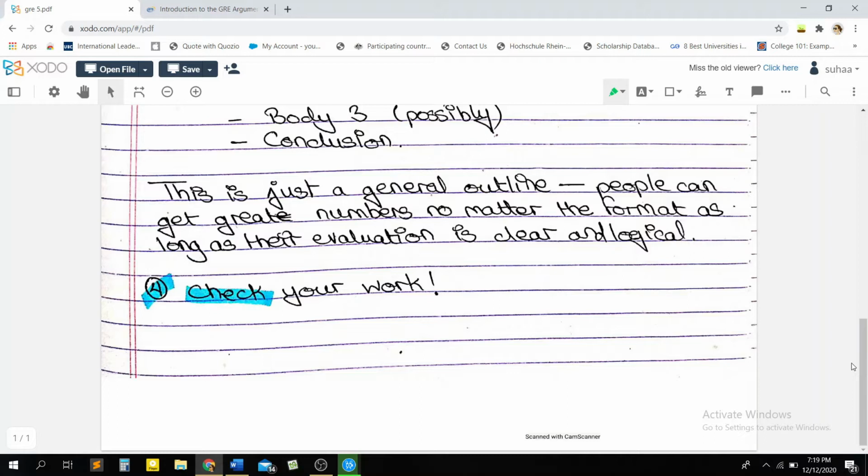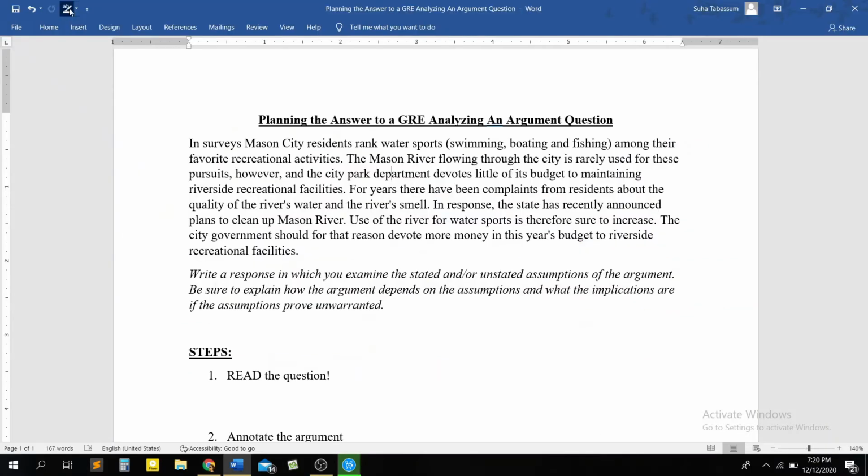So they told us to write a response in which you examine the stated and or unstated assumptions. So this is what we want to know. This question wants us to find the stated and or unstated assumptions in the passage. So I'm just going to highlight that.